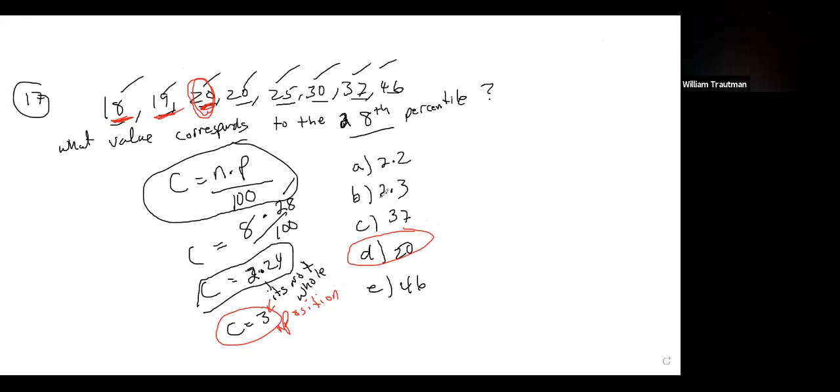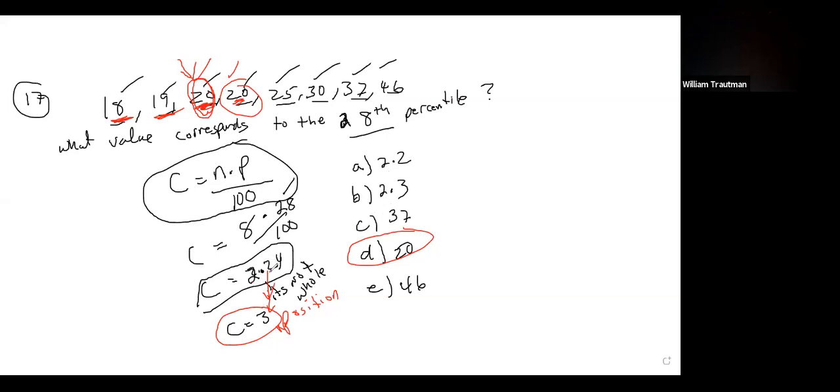Now, if it was a whole number, if you read 3A, if C is a whole number, use the halfway point between C and C plus 1. So if you did the math and you got 3, you'd have to take the average of the third and then the fourth. But we're just doing this one. 3A says round up to the next whole number. We get 3. We're not rounding to 2.